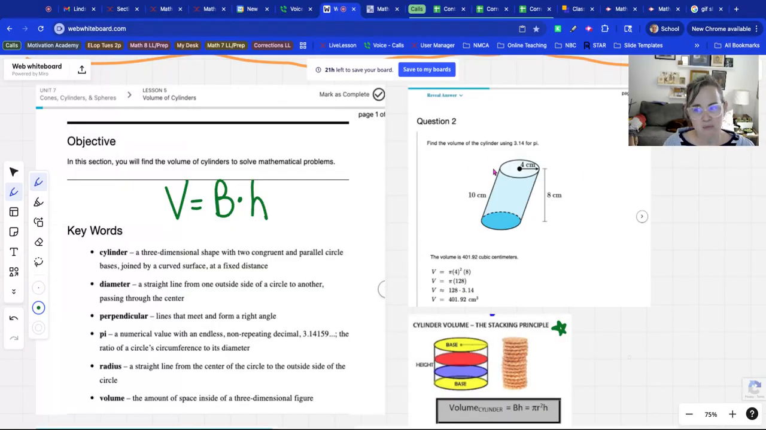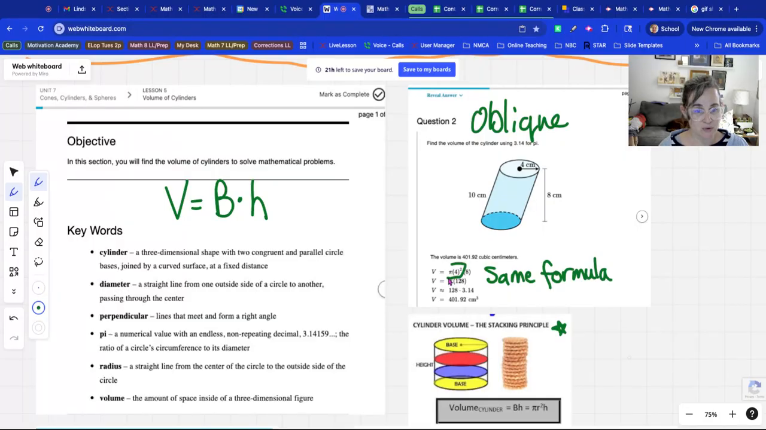Furthermore, this is what they call an oblique cylinder right here. They're the slanty ones. That shouldn't matter. You could picture the cookies kind of slanting in the picture to make one of these oblique cylinders. It would still have the same volume. So if you look here, we use the same formula for the obliques. The base is a circle, so you have pi r squared, and then multiply by the height. Make sure it's the height and not the slanting height.